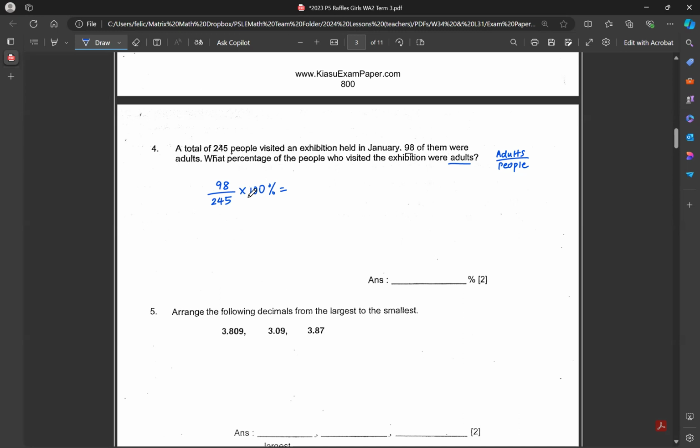Okay, so we're going to punch this into our calculator. And the answer will be a very nice number, 40%. Remember, when you key in the calculator, do not key in the percentage sign. Key in 100, it gives you a 40, but when you write it down, you still have to write down the percentage sign.